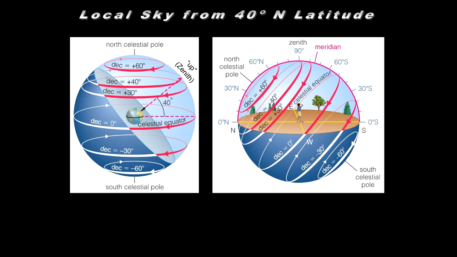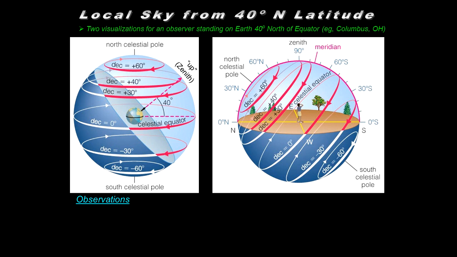I want to also now just briefly consider the local sky from 40 degrees north latitude. Ooh, it's looking more complicated. It does get a little complicated. Here's two visualizations. This is the standard one with the Earth oriented vertically north-south and your horizon view. And then if we just rotate this around so the horizon is flat or horizontal, then we have the stars being angled appropriately. What are some observations?